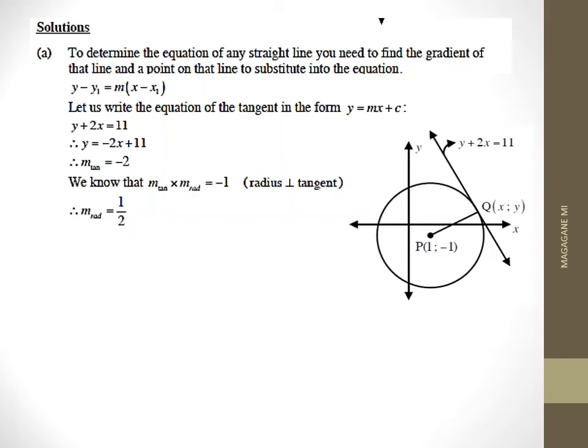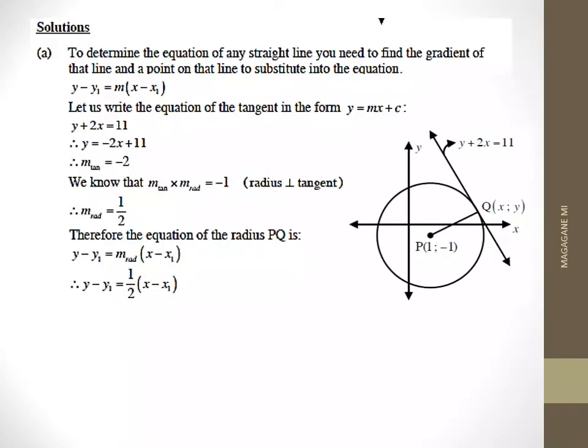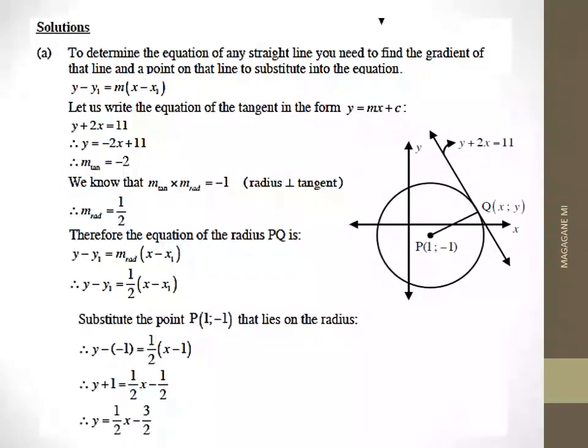And we know that the gradient of the tangent times the gradient of the radius equals negative 1, because the radius is perpendicular to the tangent. Therefore, the gradient of the radius is 1 over 2. Therefore, the equation of the radius PQ is y minus y1 equals the gradient of the radius times (x minus x1). Then we substitute our gradient, which is 1 over 2. Therefore, we have y minus y1 equals 1 over 2 times (x minus x1).